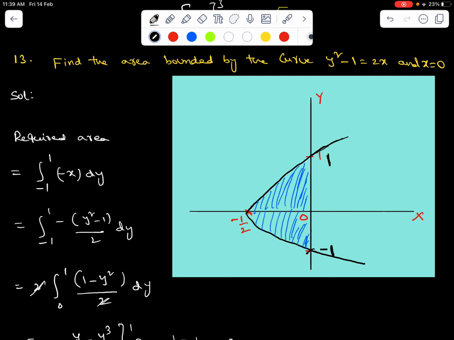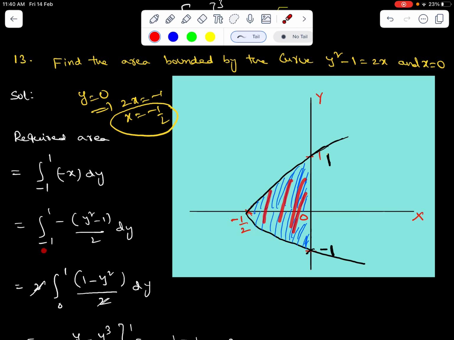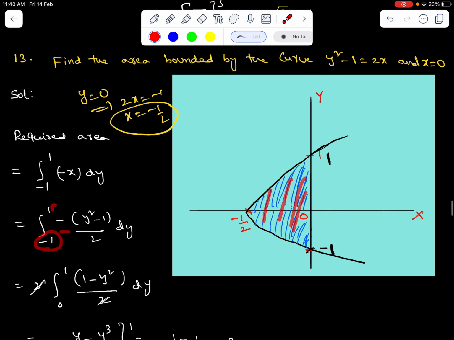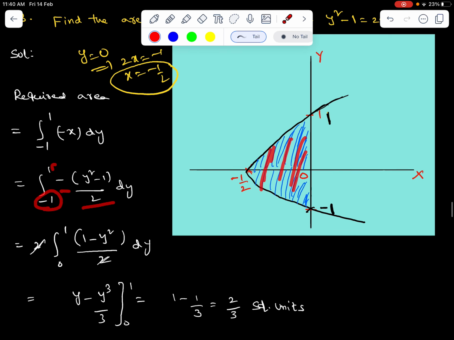And next, suppose y square minus 1 by 2 is equal to x. But you can observe, suppose y is equal to 0 here, then 2x is equal to minus 1, x equal to minus 1 by 2. Then you can observe this is negative. Therefore, the graph is negative here. Therefore, y from minus 1 to 1. This is also a symmetric graph.